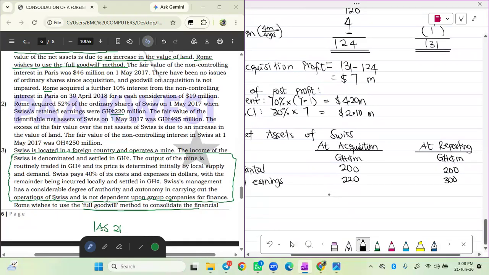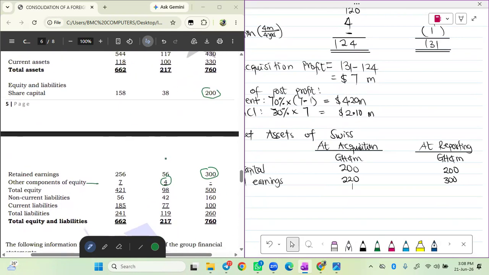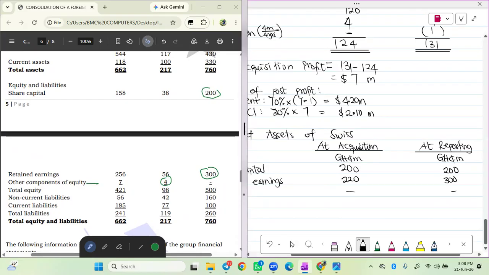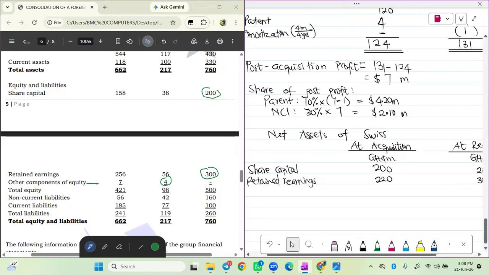Then there was no mention of other component of equity. So other component of equity will be 0 for Swiss, at acquisition and at reporting. You can choose to write other component of equity dash dash, but there's no need to bring that one because there was no mention of other components of equity as at acquisition. And if you look at the statement of financial position given to us, there is no other component of equity. So we will skip other component of equity in the net asset of Swiss.